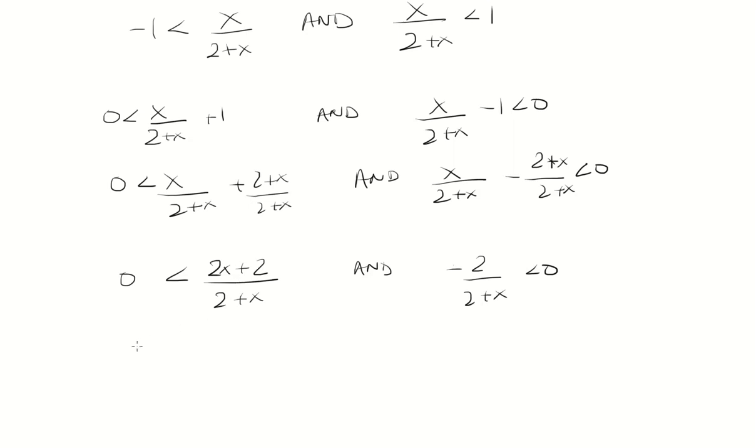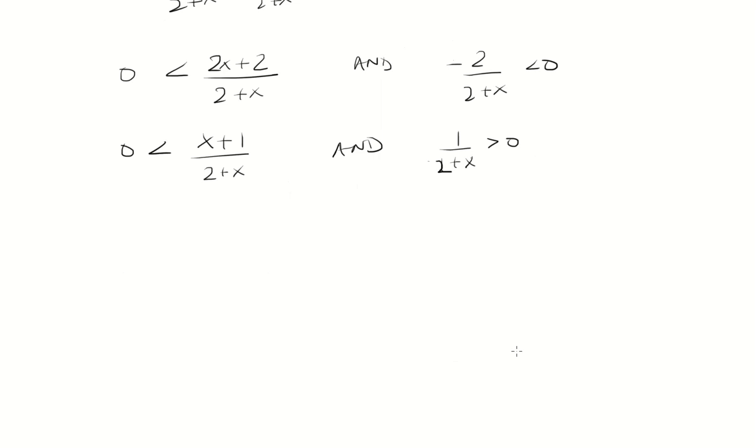I'm going to divide both sides by 2 to get 0 is less than x plus 1 over 2 plus x. And here I'm going to divide by -2 to get 1 over 2 plus x is greater than 0. So now we're going to draw a number line for each one. Set the numerator equal to 0, that's -1. Set the denominator equal to 0, that's -2. And for this one, it's just -2.